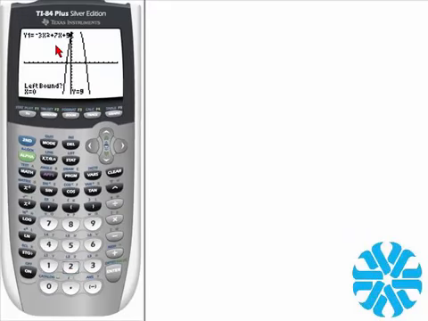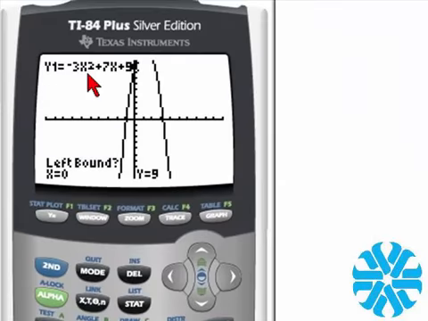Now there are a few things which are happening on the screen right now. First, it displays the equation. Then it says left bound, and then it gives you the coordinates of where the cursor is at. So what left bound means is that we need to place the cursor to the left of that intersection point. So anywhere to the left of that intersection point we want to place the cursor.